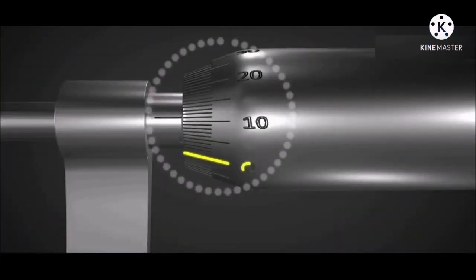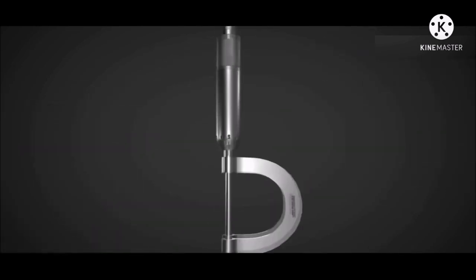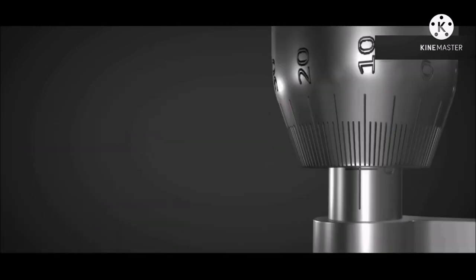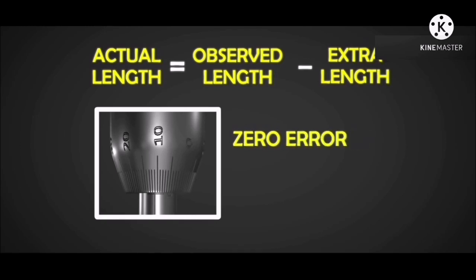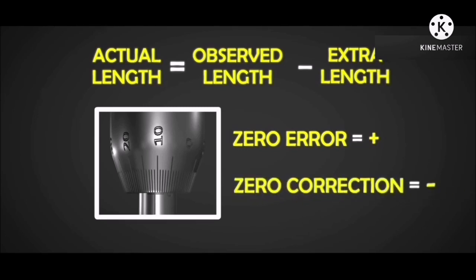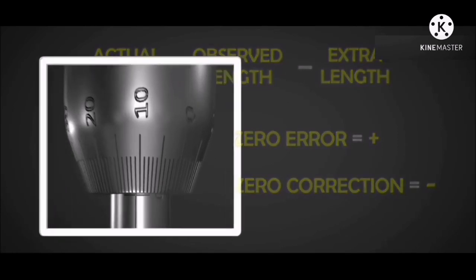Calculating zero error. In order to find out the amount of zero error, the position of zero at the circular or head scale with respect to the reference line is observed. When the zero of the circular scale is below the reference line of the linear scale, then the zero error is positive and the zero correction is negative.